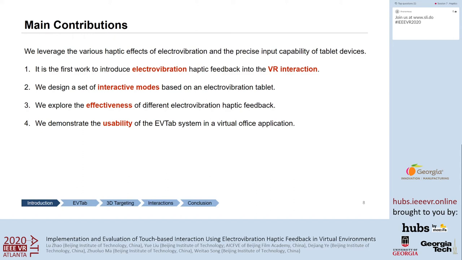We list the main contributions of our work. Firstly, it is the first work to introduce electro-vibration haptic feedback into VR interaction. Secondly, we design a set of interactive modes. Thirdly, we explore the effectiveness of different electro-vibration haptic feedback through the movement time and the error of a 3D targeting task. Last but not least, we analyze the interaction with the EVTAP system in a virtual office application.